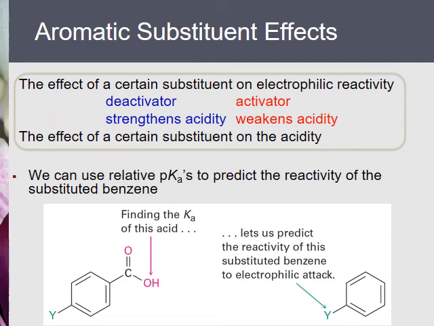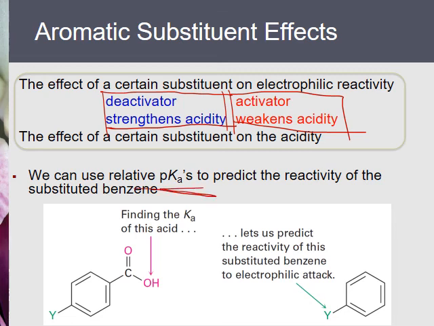Therefore, deactivators strengthen acidity of benzoic acids because they take electron away from the system and make the conjugate base more stable. On the other hand, activators weaken acidity of benzoic acids because they donate electron to the system and destabilize the conjugate base. We can also use relative pKa to predict the effects of the substituents.